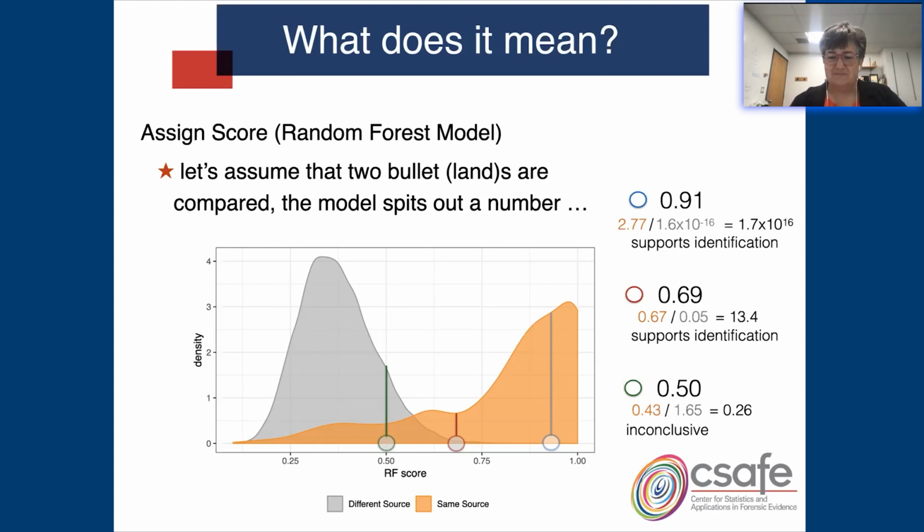And there's more follow-up questions. Anthony? Would 0.51 still be inconclusive? 0.51.